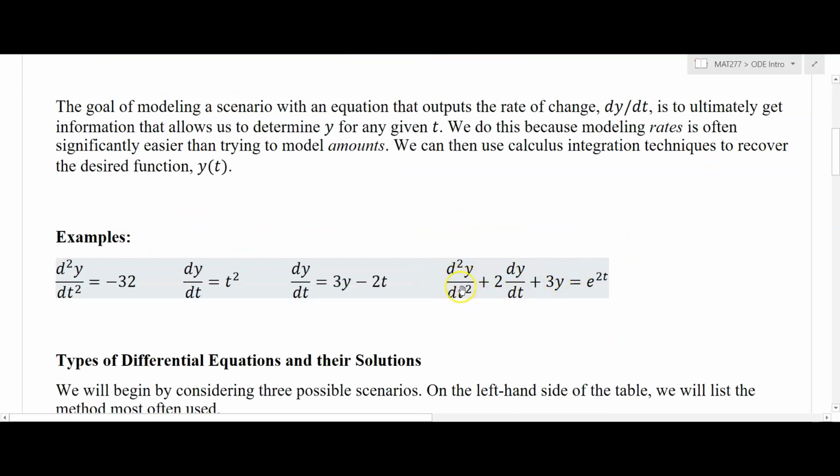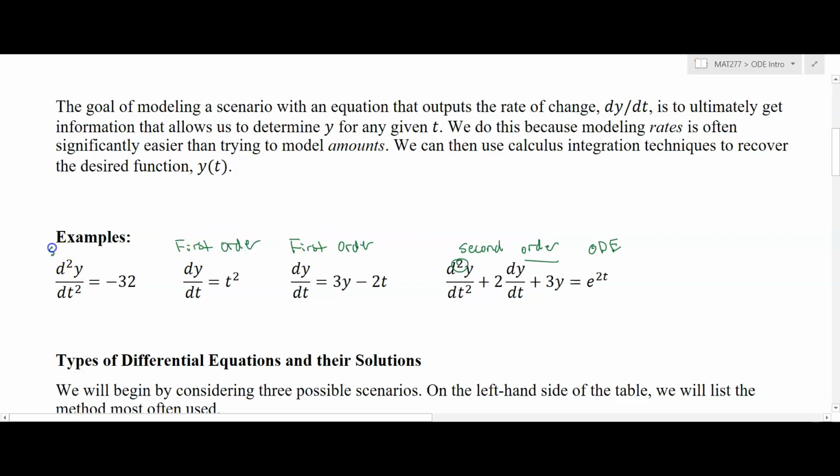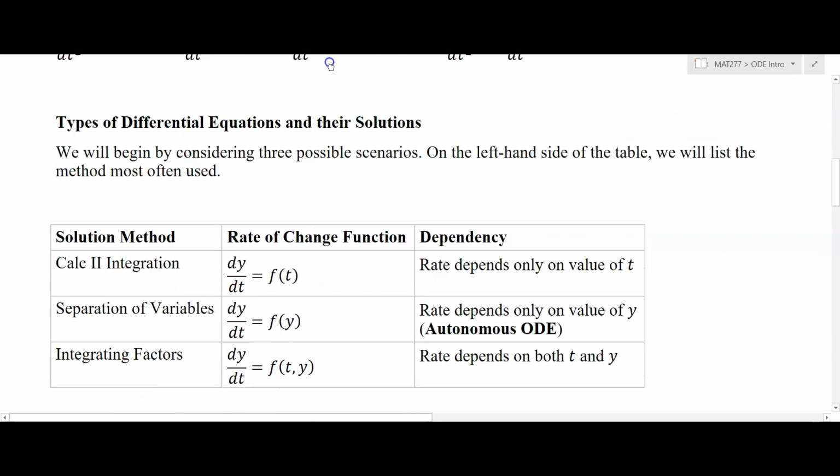Here is a mixture: you have a second derivative plus a function of a first derivative plus a function of y equals a function of t. This is called a second order ODE, and the order comes from the highest derivative present. So this would be a first order, this would be a first order, and this would be a second order. So you always look at the highest derivative present in the equation to determine its order. More on that a little bit later.